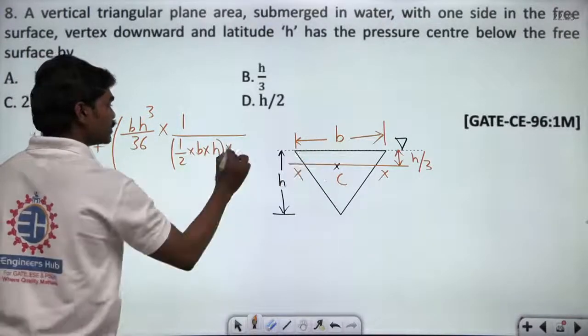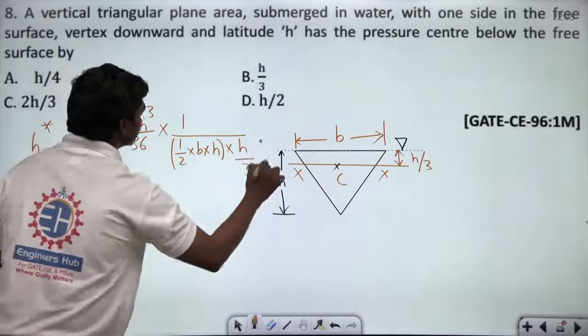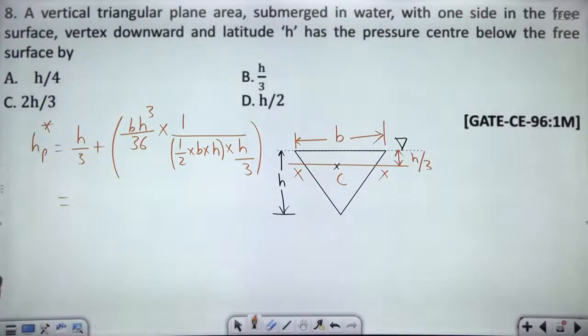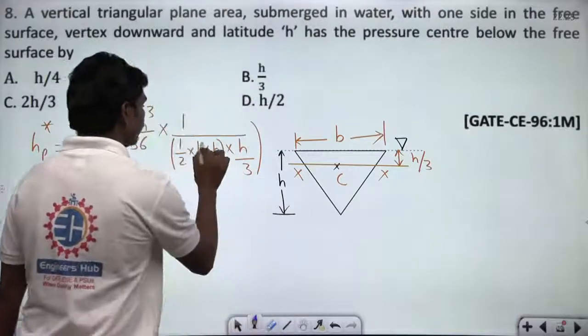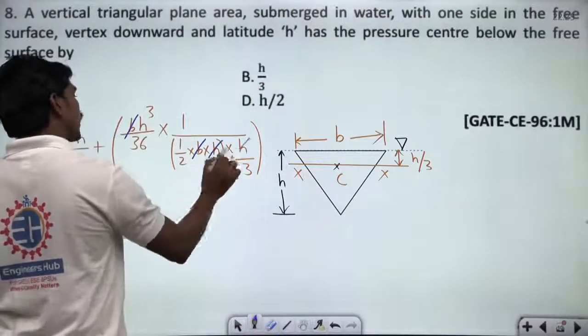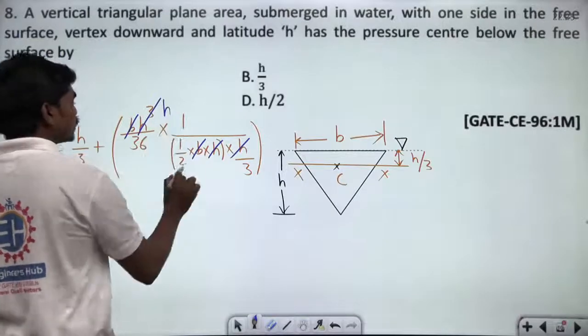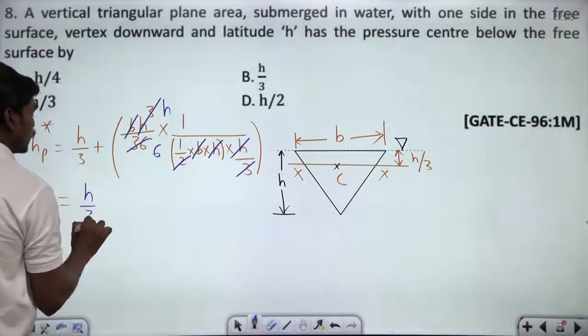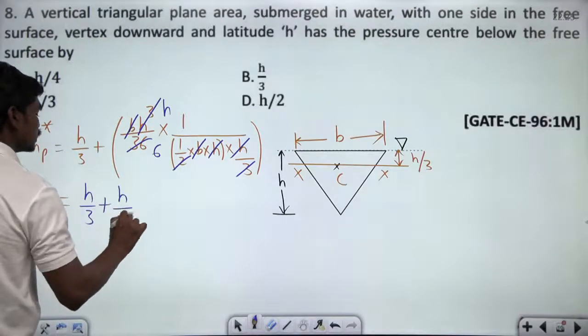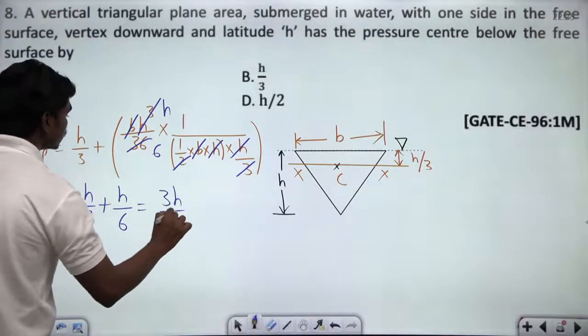And what is the value of that H bar, which is H by 3. This is what you have in total, correct? So if you simplify this expression a bit, let us cancel a few things. B can get cancelled, H and this H cube can get cancelled once, which leaves H, and 2, 3 gets cancelled here, and this is 6. So H by 3 plus H by 6. So this can be written as 3H by 6, which is H by 2.